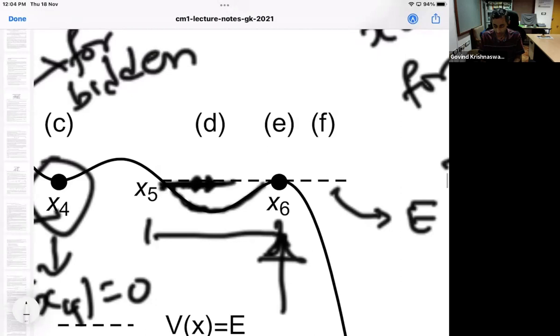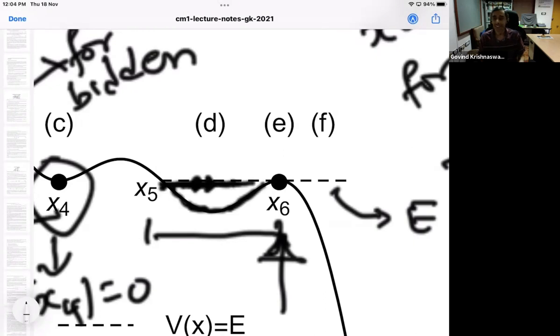The particle is going to move rightward. It's going to slow down because the potential is increasing, so the kinetic energy is going to decrease, slow down, slow down, slow down. The question is, does it reach X6 or not? And does it reach it in finite time or not? So this is the really interesting question.